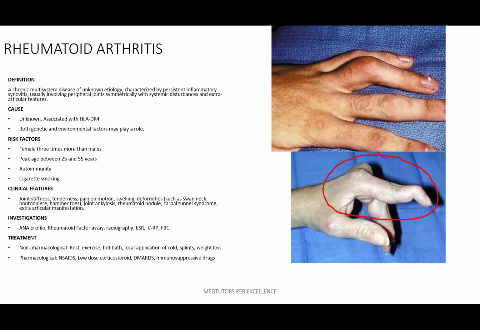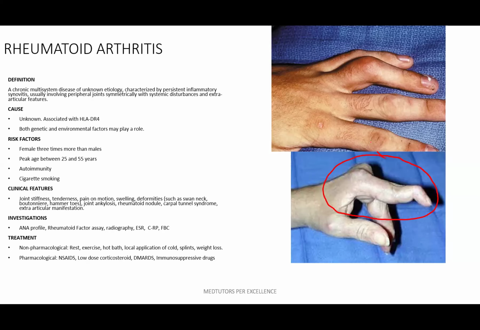Okay? Now, rheumatoid arthritis is a chronic multi-system disease of unknown etiology characterized by persistent inflammatory synovitis. Okay, so now the antibodies that are produced are attacking the synovial membrane, usually involving peripheral joints symmetrically. Don't forget, involvement of joints in rheumatoid arthritis is symmetrical, with systemic disturbance and extra-articular manifestation.